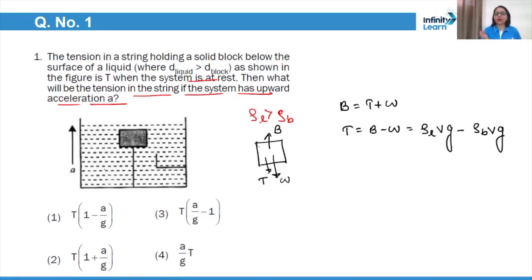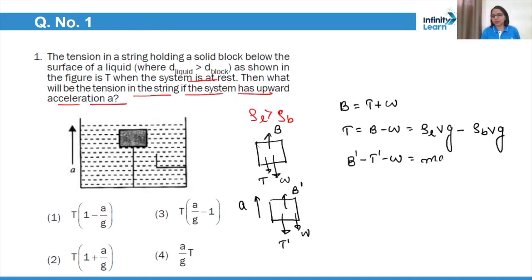Now, when the system is moving upwards, what will happen? Its buoyant force will change because the value of G effective will change. It will become G plus A. So the new tension for upward motion, let's say T dash. W will be the same. Buoyant force will change, it will become B dash. And acceleration is in the upward direction. So in this case, net force B dash minus T dash minus W will be M into A, right? So B dash will be density of liquid into volume into G plus A, minus T dash that we want to find, minus W is equal to MA.